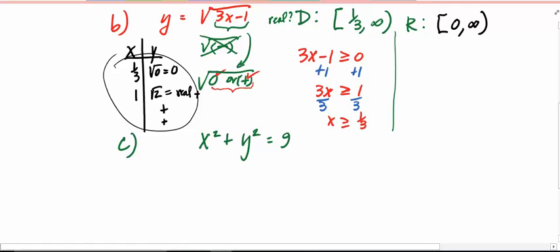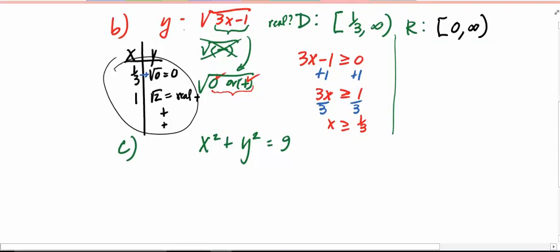Now, is it possible for me to create an open beak? We need to determine whether it's a function or not. If I put in a 1/3, am I ever going to get two different values for that? No, this is the principal root. That's implying that this is the positive, the non-negative version. And so there's no way that I could create an open beak. So this is a function.